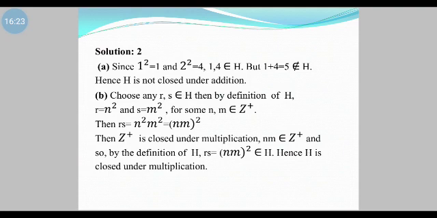In the second case, if we choose any two elements r, s belonging to H, then r and s are squares of some positive integers, that is r is equal to n square and s is equal to m square. Then rs is equal to n square into m square, that is nm square. Since Z plus is closed under multiplication, nm belongs to Z plus, and also rs is equal to nm square belongs to H. Hence H is closed under multiplication, meaning multiplication is a binary operation on the set H.